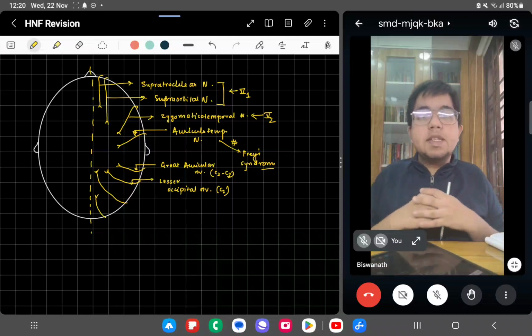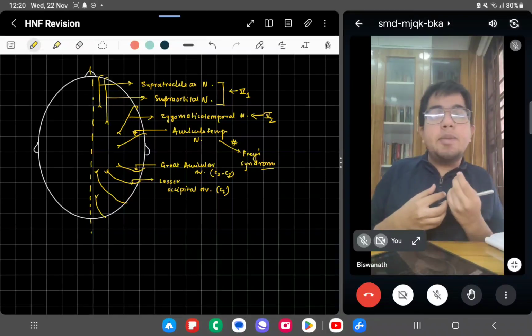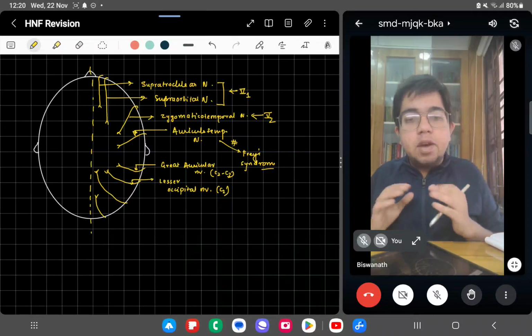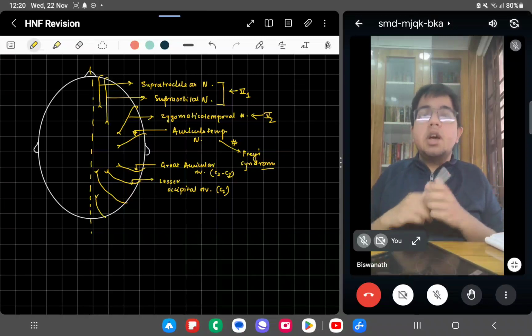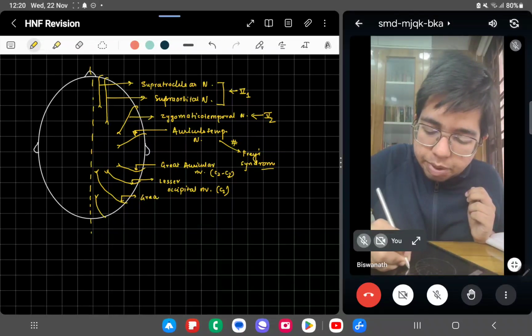The cervical plexus is called a plexus of loops. There are many loops present in the cervical plexus. So how these nerves are coming and how the loops are forming, we'll see in a very simplified manner. So let me first finish up this. Lesser occipital nerve, then we have the greater occipital nerve.